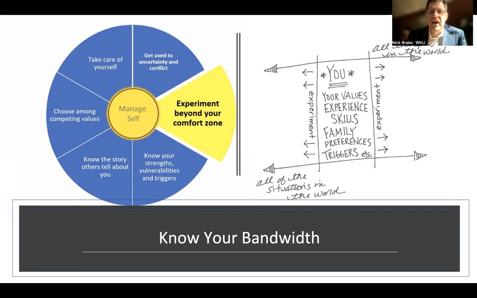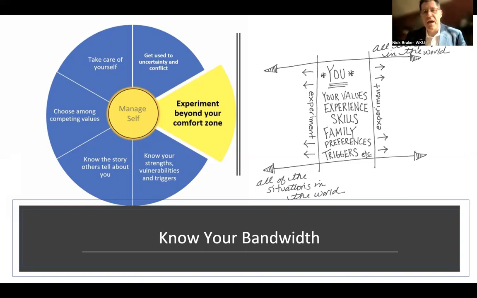And then to the left are all the situations in the world, and to the right are all the people in the world. Most of the situations that will require you to experiment beyond your comfort zone and stretch your bandwidth are circumstances that are going to involve situations that are new and different and interesting and sometimes challenging and sometimes scary.